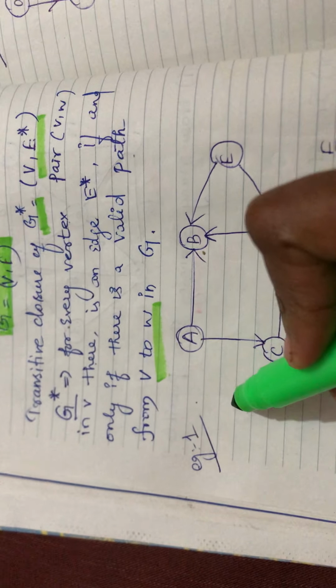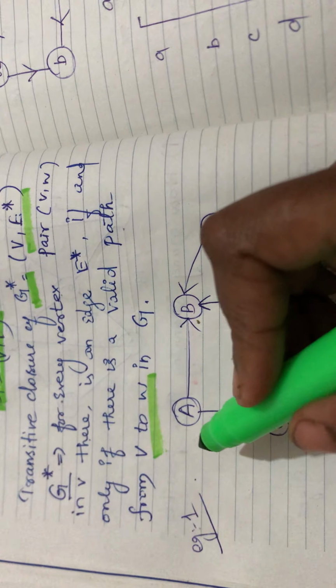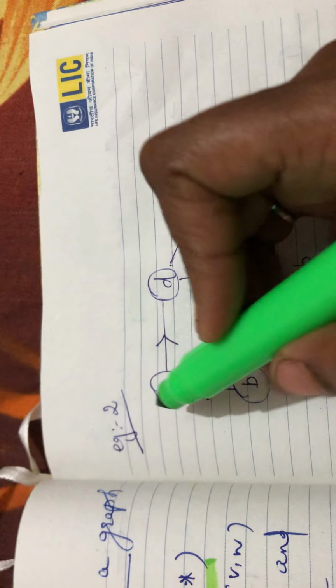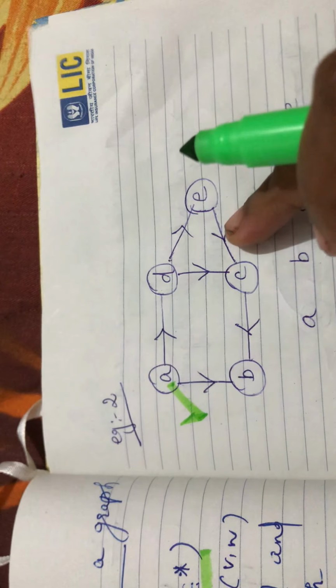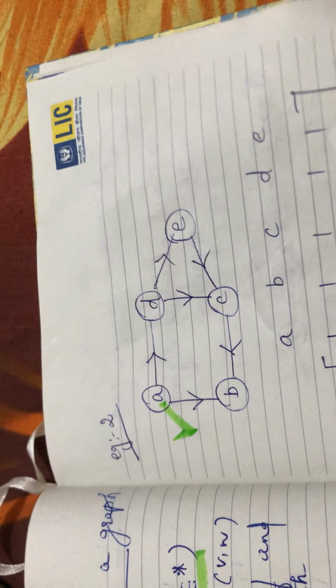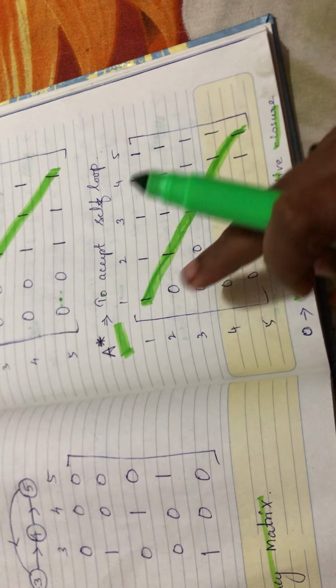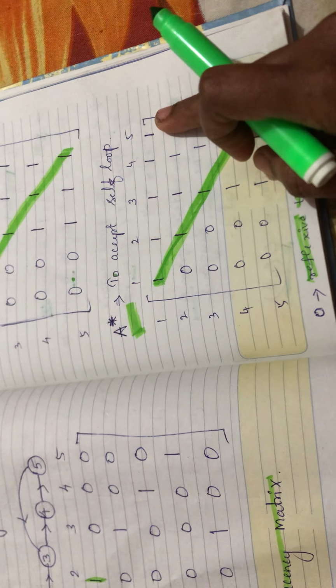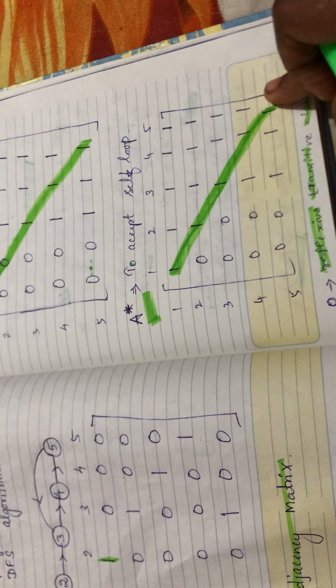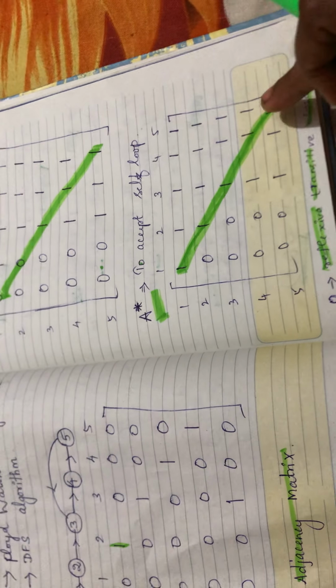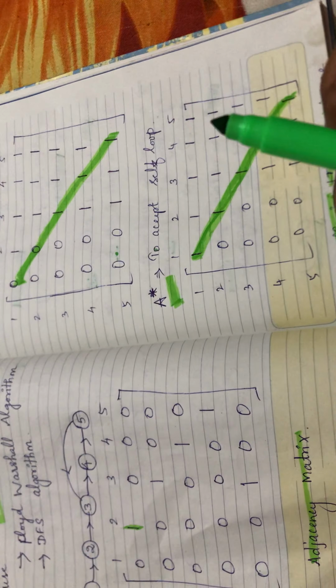This is your work. You have to calculate or find the transitive closure for this graph. Note it. Likewise, you have to find the transitive closure for this graph. Transitive closure means the direct path is 1, the self loop part is also 1, that is 1 to 1, 2 to 2, 3 to 3, 4 to 4, and the intermediate path is also 1.